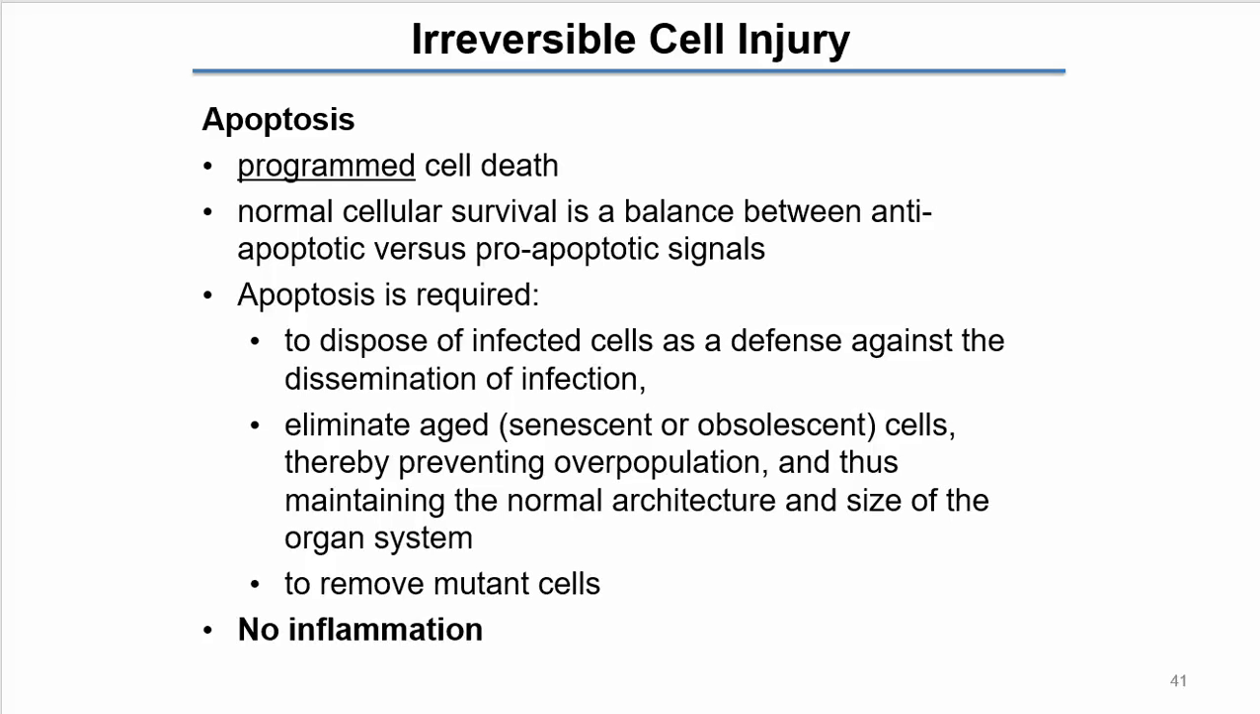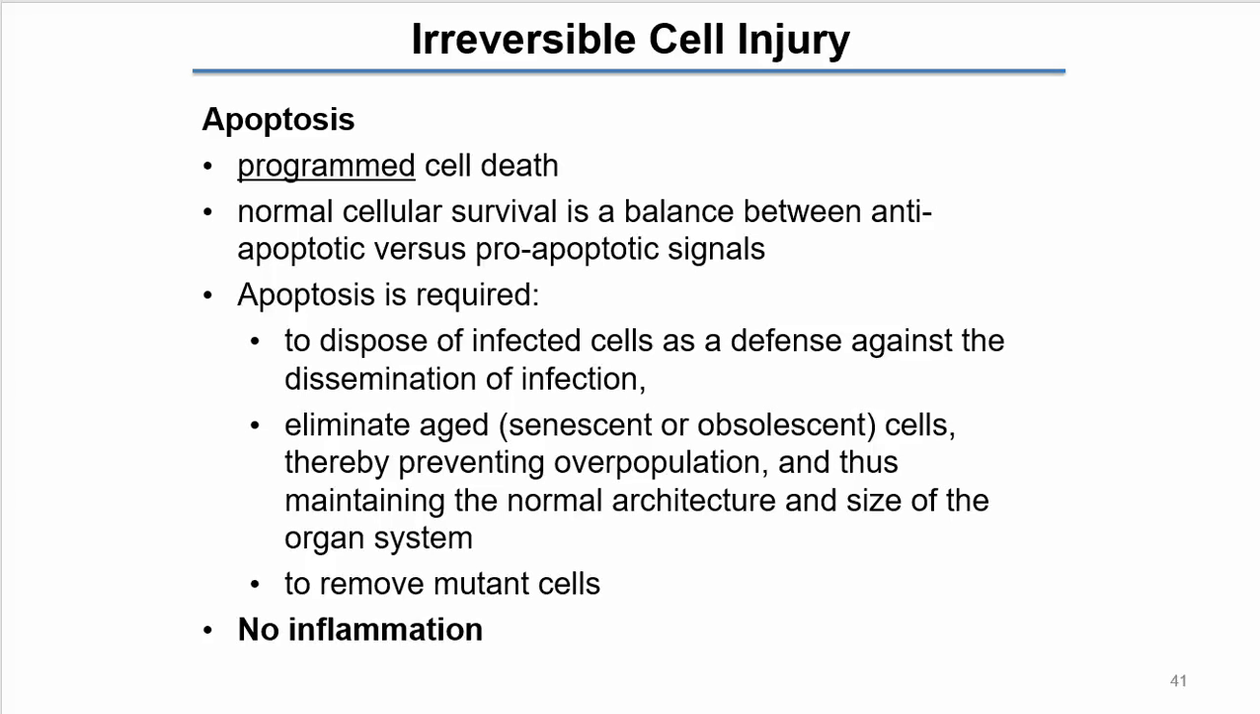And we need this. We need this to get rid of cells that are no longer any good, cells that are infected. So when we talk about killer T cells killing an infected body cell, what they're in fact doing is attaching to the infected cell and increasing the pro-apoptotic signals that that cell is getting, and then the cell dies. It commits suicide.